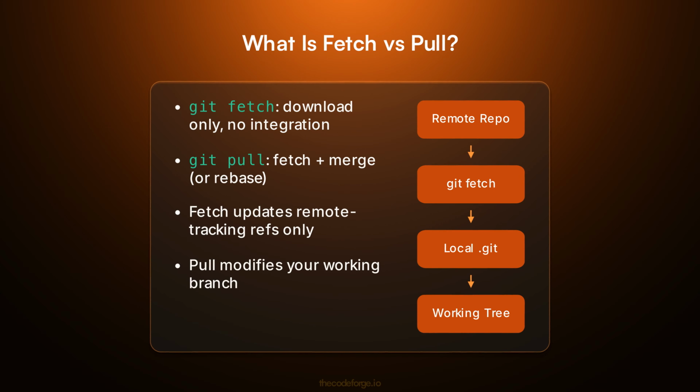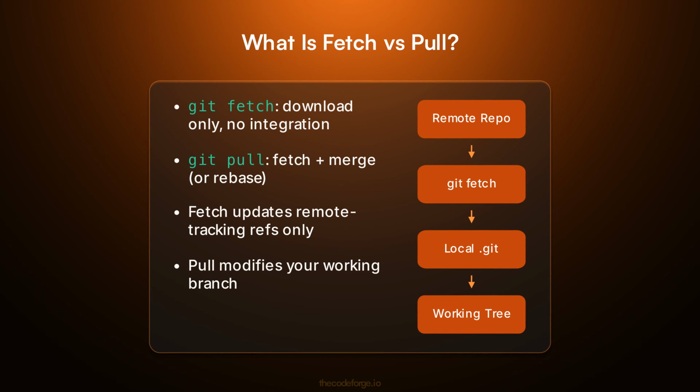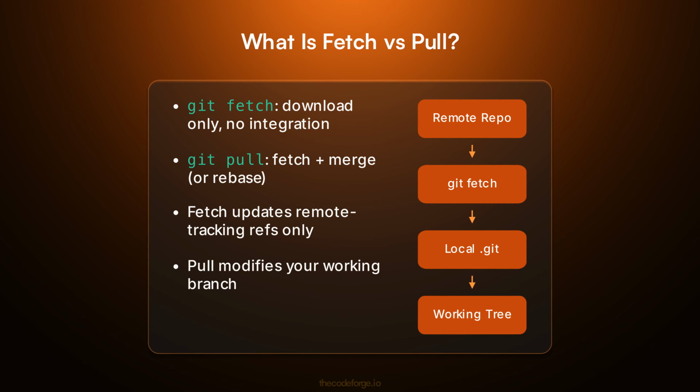Both commands download data from a remote repository, but they differ in what happens next. Git fetch stops after the download. Your local branches and working directory remain untouched. Git pull continues by merging or rebasing the downloaded changes into your current branch immediately. This distinction is critical for maintaining a clean history.